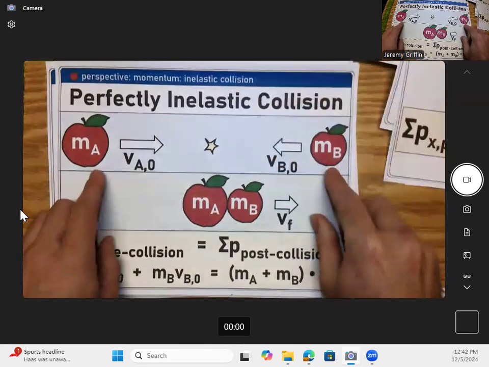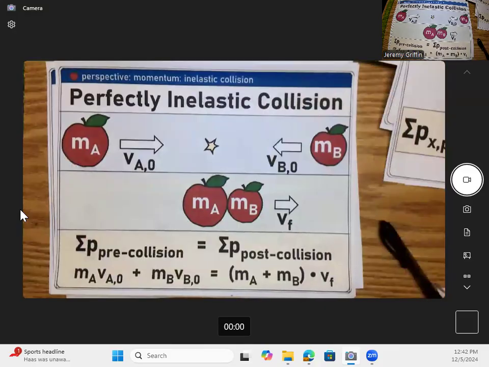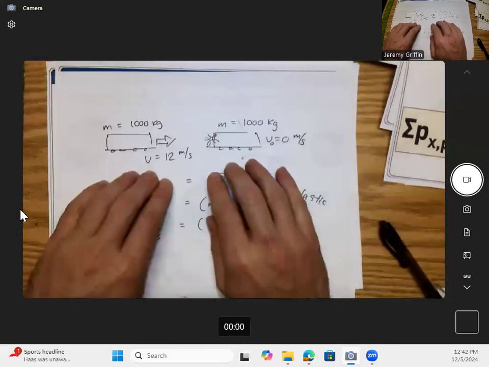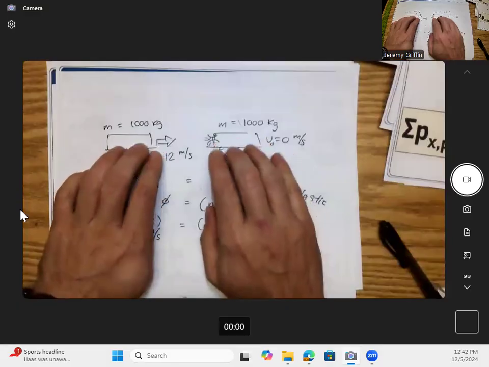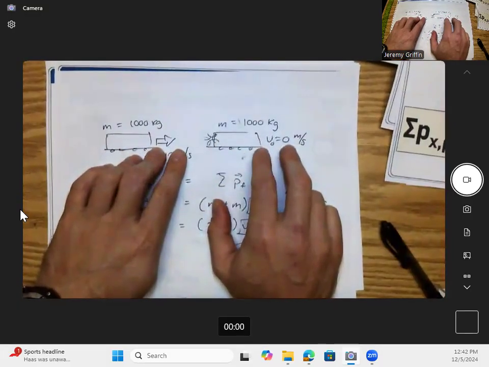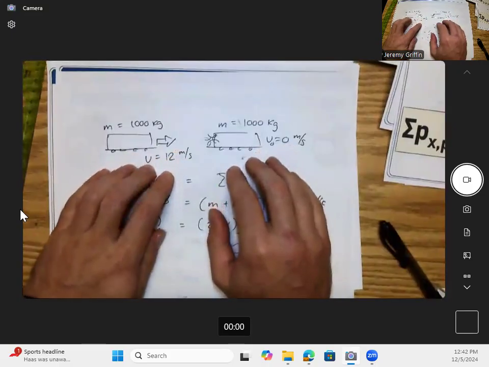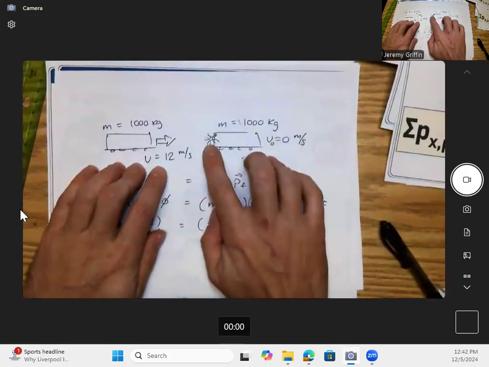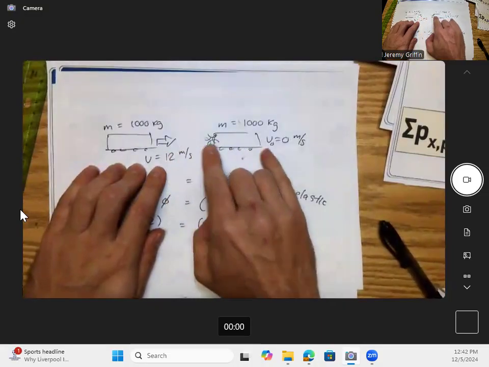If they're the same mass, then you could call this M and M. I got this from earlier today, so let's just do this. Let's say 1,000 kilograms and 1,000 kilograms. You guys see that? Now let's have this one start at rest, 0 meters per second. I'll get this cart rolling. Let's call it 12 meters per second, just to throw a number at it. And then they collide. They stick together, and now they're moving together.